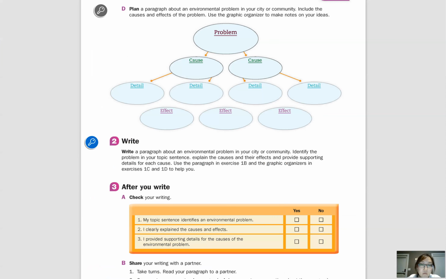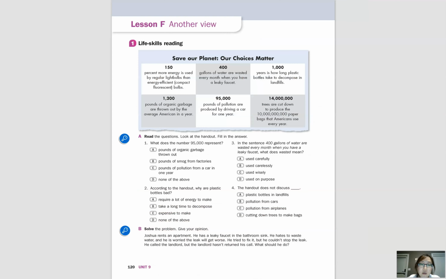Okay, I hope that was a helpful exercise, but since I can't check it, I'm just going to go ahead and move on to our next lesson. But if you have any questions, of course, feel free to ask me at any time in WhatsApp or text message, whatever's more convenient. Okay, so we're going to move on to lesson F, so page 120 in your student's book, 120.